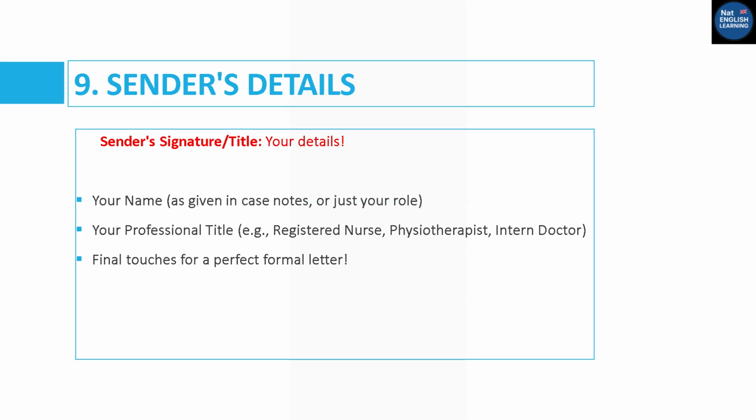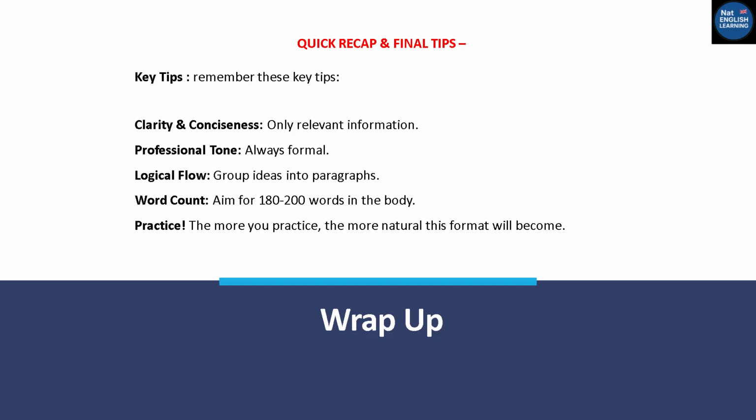2. Your professional title. Next, write your professional title. For example, registered nurse, physiotherapist, intern doctor. This shows your position and makes your letter look professional. 3. Final touches. Make sure everything looks neat and clear. Check your spelling, your title, your name. These small details make your formal letter complete and professional. This is the final summary of the letter that you should always check before you submit.